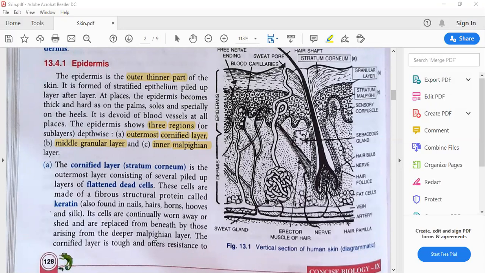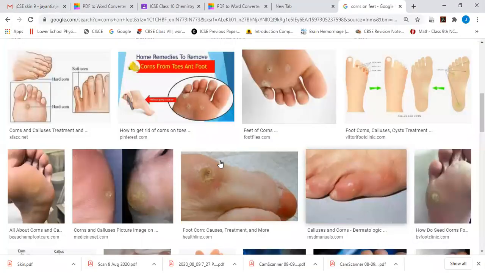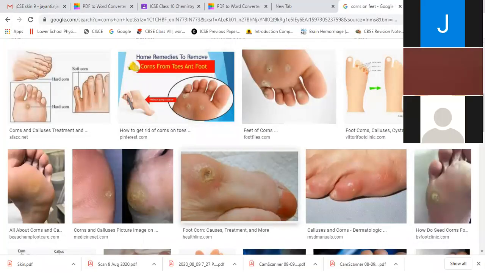So I was just saying about the cornified layer. The cornified layer is made up of flattened dead cells. So if you don't keep your cornified layer, basically the outermost part of the skin, clean, a lot of flattened cells will get collected and it will form corns. And those are very hard structures. Sometimes it is very painful, sometimes it doesn't matter, but you need to keep it free of it. तो मैंने आपको example दिखाया कि corns क्या होते हैं. So these are the corns.